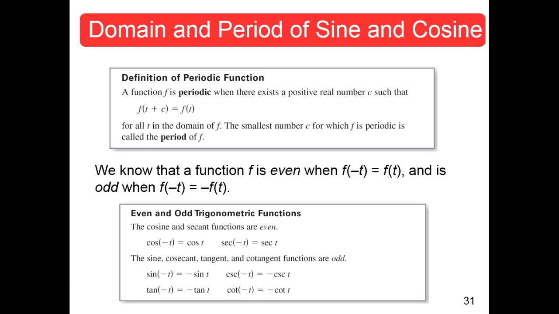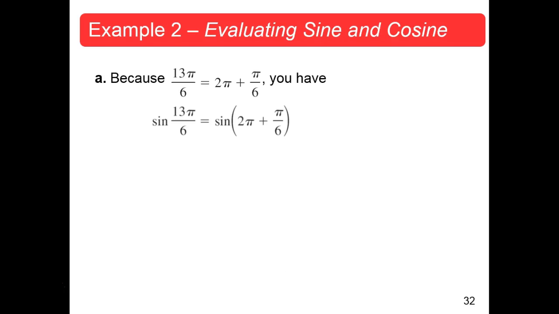Because they're periodic functions, they do the same thing over and over, and if they do the same thing on either side of the y-axis, they're even. If they do the opposite things, like sine and tangent, they're odd functions.